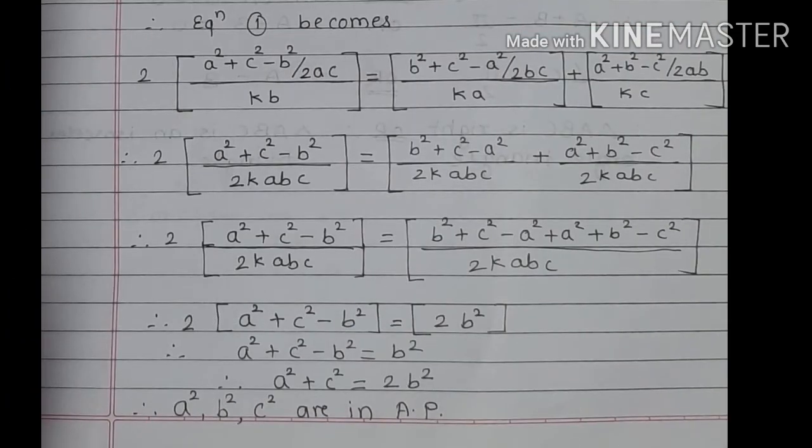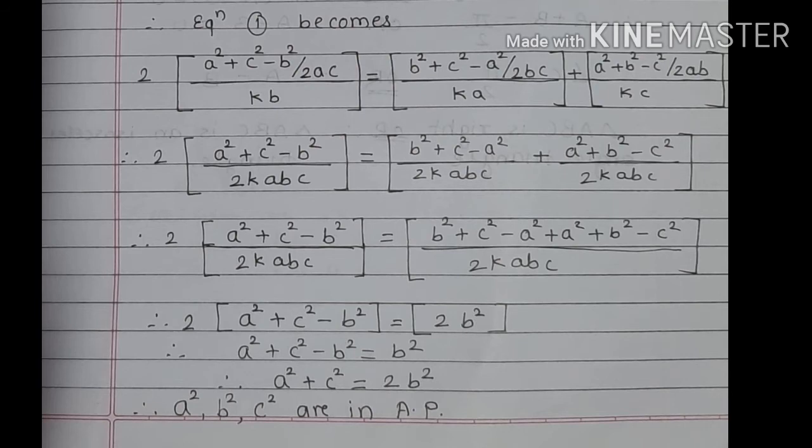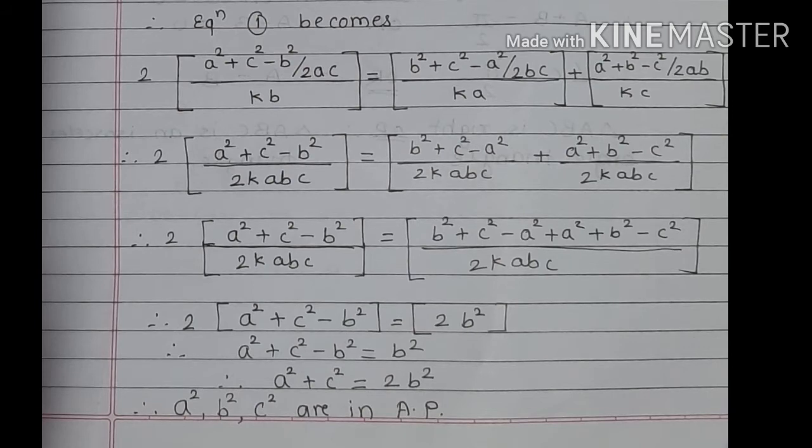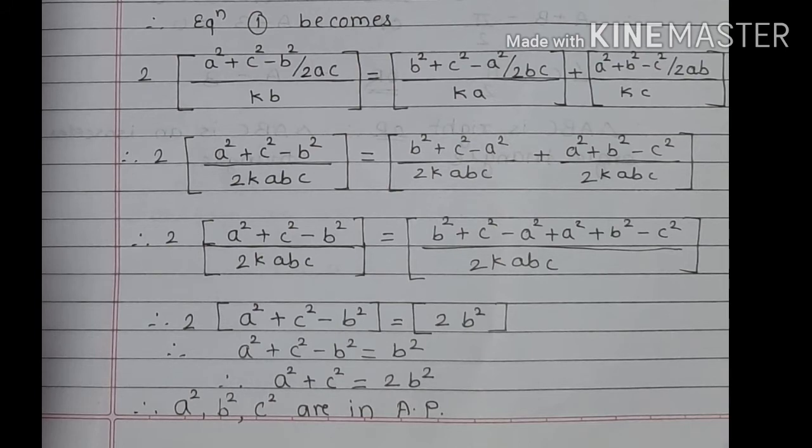Therefore, equation 1 becomes, by putting these values of sine and cosine rule, 2 times in square bracket cosine rule in numerator and denominator sin B, that is kb, is equal to cosine rule in numerator and for sin A it is ka, plus again cosine rule in numerator and denominator sin C, that is kc.